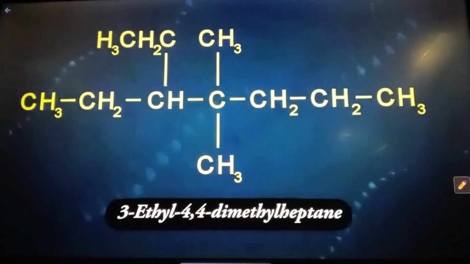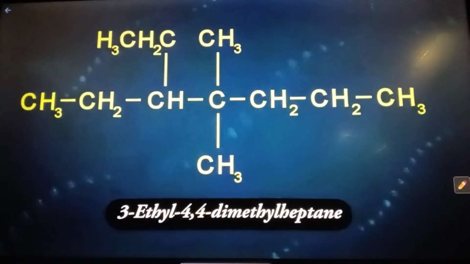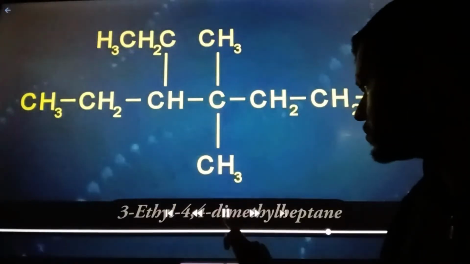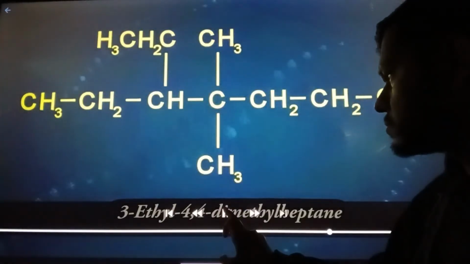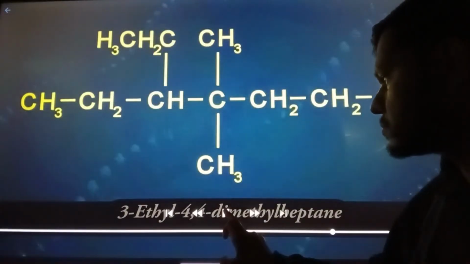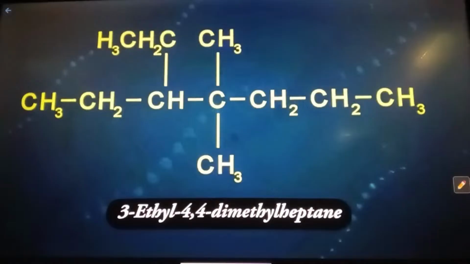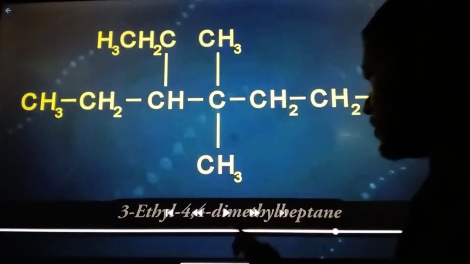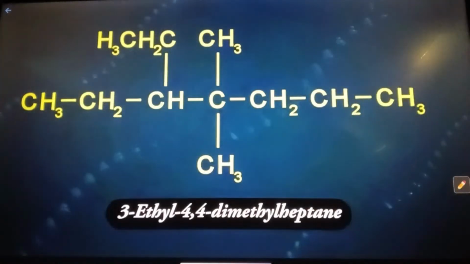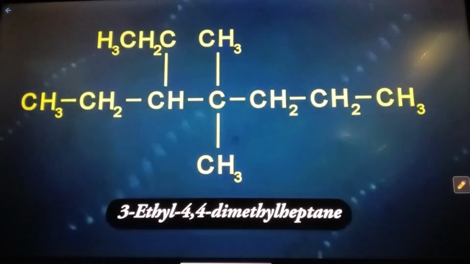As in the case of 3-ethyl 4-dimethyl heptane. Here, ethyl has been put before methyl in the alphabetical order despite methyl coming first. We have to write in alphabetical order, so write ethyl first, then methyl. Listen to this: methyl having the prefix as di.